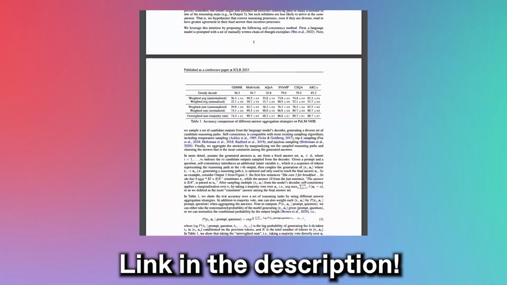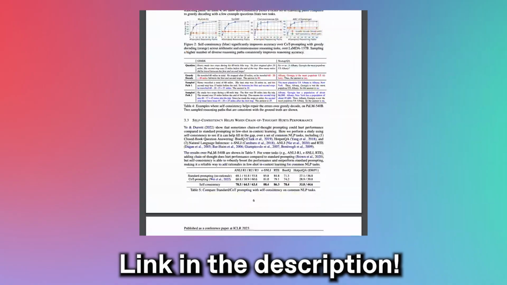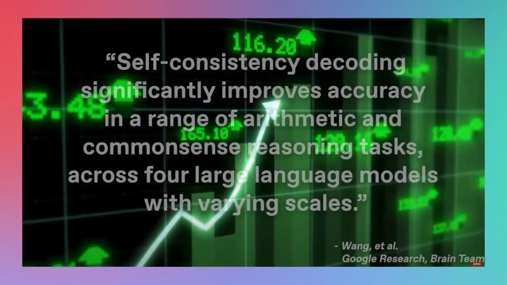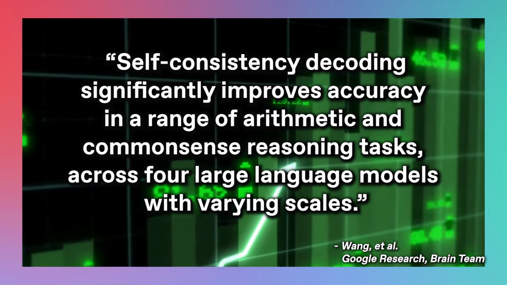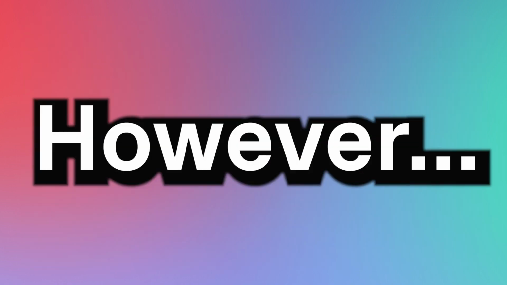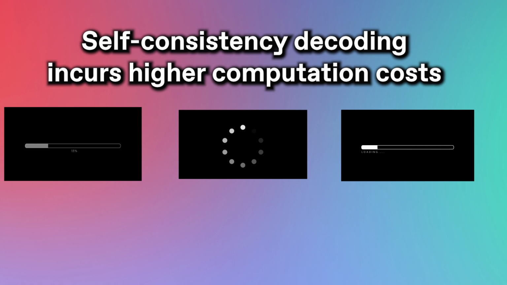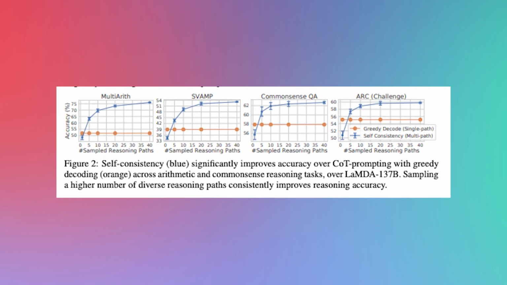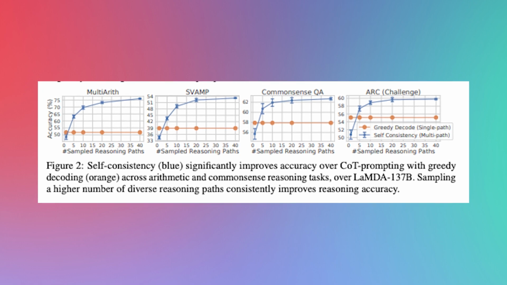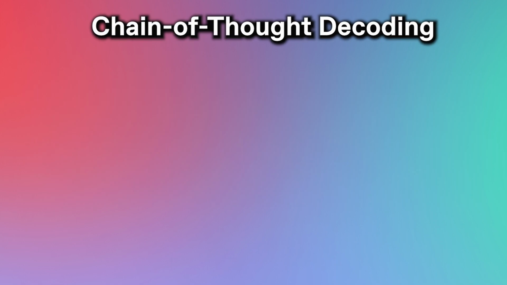And there's an entire 24-page paper about it. But here's the punchline. Self-consistency decoding significantly improves accuracy in a range of arithmetic and common sense reasoning tasks across 4 language models with varying scales. That being said, one limitation of self-consistency is that it incurs more computation cost. However, in practice, people can try a small number of paths, for example 5 or 10, as a starting point to realize most of the gains while not incurring too much cost. As in most cases, the performance saturates quickly, as seen in this figure from the paper, Figure 2. And that's self-consistency decoding in a nutshell. Chain of thought decoding multiple times.